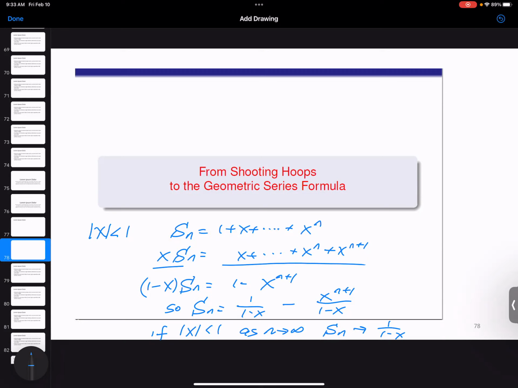More than being less than 1, I need each piece to be going to 0 as I go further and further down. If every piece is eventually at least 1/3, then I can't converge, because every time I add, I'm going to add at least a third. As I do this longer and longer, I'm just going to keep growing and growing. So the first test for a series to converge is that the pieces have to be tending to 0. There's a huge difference between what's called a necessary condition and a sufficient condition.